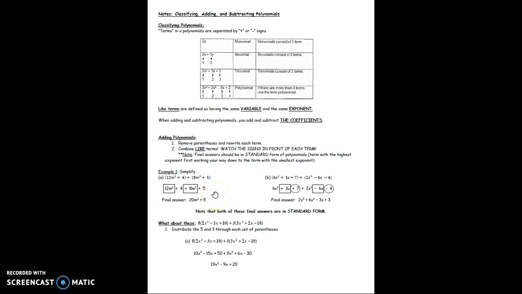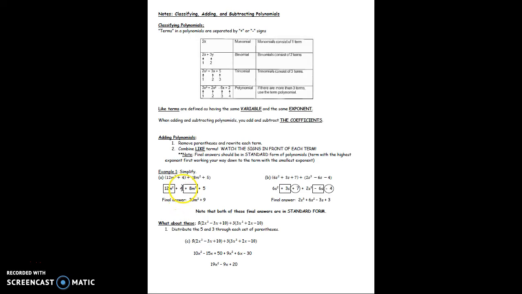Once I do that, then I'm just going to combine like terms. So I always want to start with the highest power. The highest power that we have here is this m squared. So I'm going to combine those like terms first. So I have a positive 12m squared plus, because I'm using the sign in front of the number, 8m squared. So remember, you're just adding the coefficients together. It's going to stay in m squared. So 12 plus 8 gives you 20m squared.